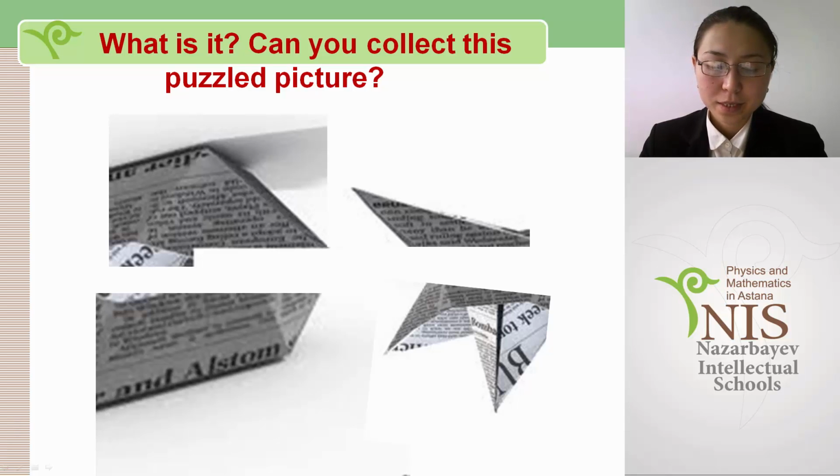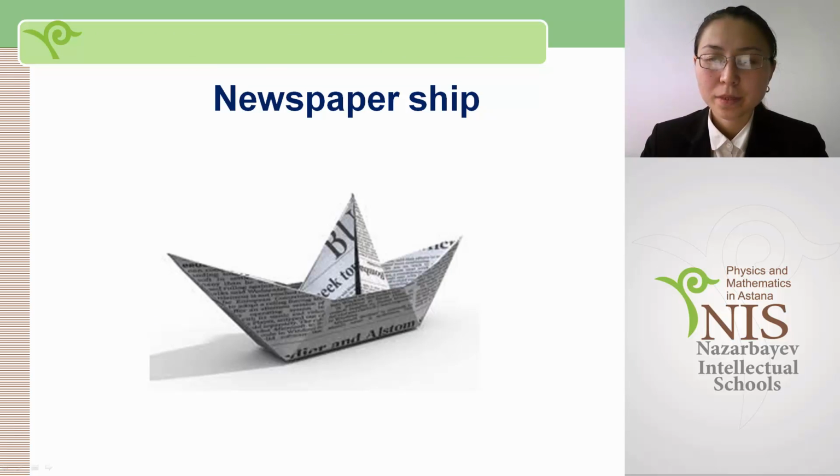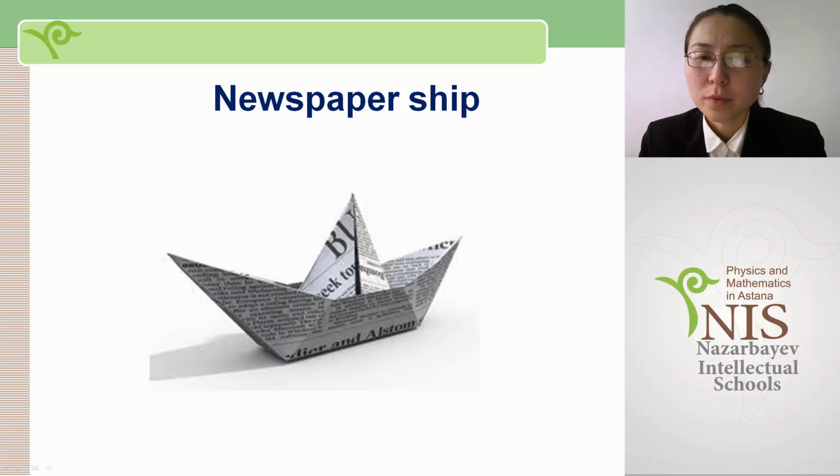Great. Now, let's see. This is a newspaper sheep. A sheep that was made from newspaper. This is a very interesting thing. We can collect the puzzle, but can we make the sheep itself from the newspaper? And do you know how to make it? Is it easy to make the newspaper sheep or not?